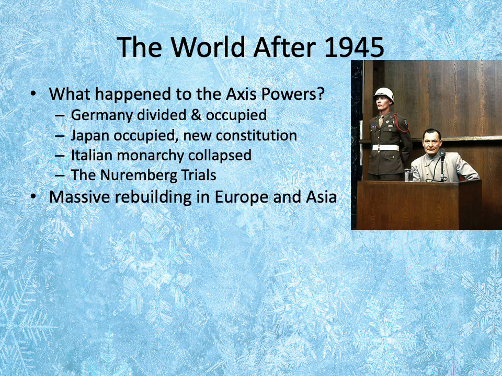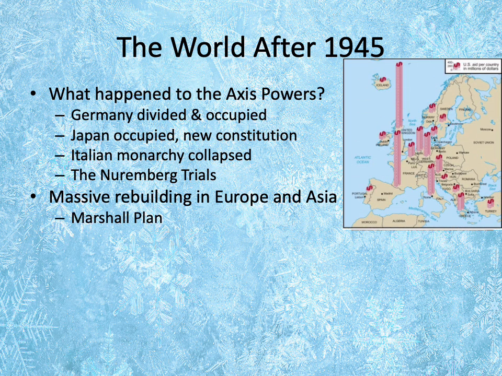After this, it leads to some massive rebuilding that has to take place in Europe and Asia. And the best way that that happens is through something called the Marshall Plan. This is a plan come up with by George Marshall, who was the Secretary of State of the United States at the time. And basically, this plan focuses on the United States giving monetary aid to European countries in hopes to help them rebuild those countries.